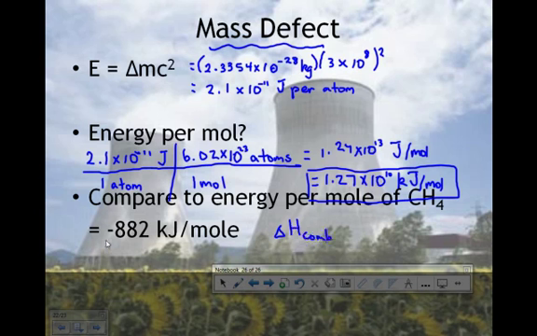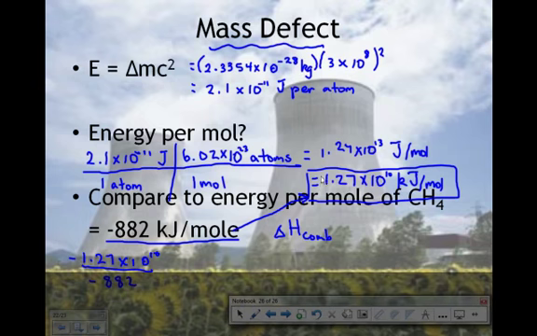So if we are going to compare this amount with this amount, then take 1.27 times 10 to the 10 and divide by negative 882. All right, so again, 1.27 times 10 to the 10 divided by negative 882 kilojoules per mole. And this would be negative, of course, because that energy is released and exothermic reactions have a negative sign.